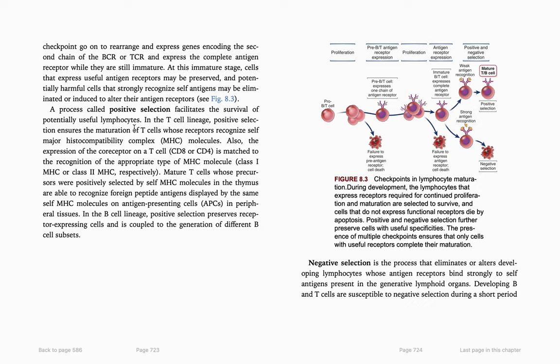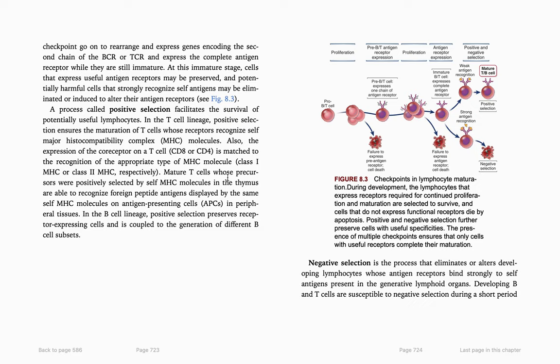A process called positive selection facilitates the survival of potentially useful lymphocytes in the T cell lineage. Positive selection ensures the maturation of T cells whose receptors recognize self major histocompatibility complex molecules, and also that the expression of the co-receptors on a T cell, CD8 and CD4, is matched to the recognition of the appropriate type of MHC molecule, class 1 MHC and class 2 MHC respectively.